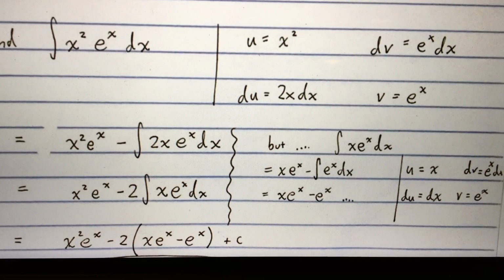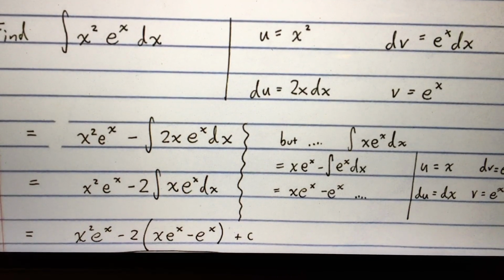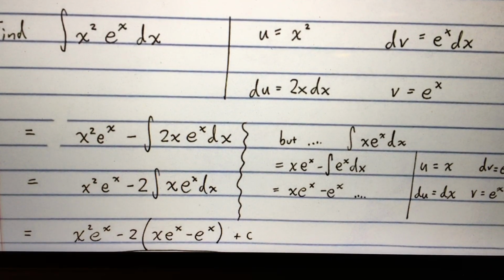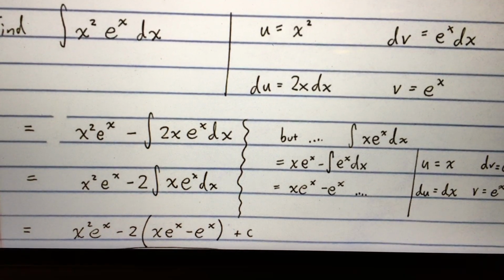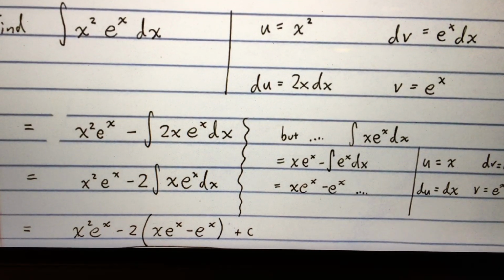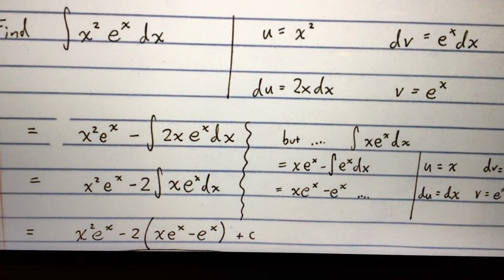Great, so now I know what that is, and I've plugged it in on the left in the parentheses, x e to the x minus e to the x. So the full answer is x squared e to the x minus 2 times x e to the x minus e to the x, and plus c.